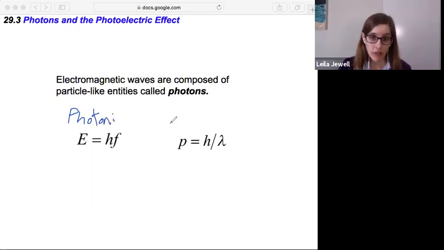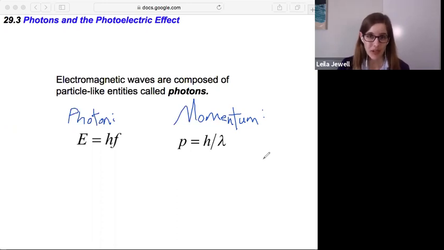Similarly, the momentum of a photon is given by p is equal to h over lambda. And why is that? Well, this follows from our relativistic momentum equation, but with a mass equal to 0. So that's how you can derive it, but we'll just take it as an equation for now. So these are two handy equations that we can use in solving these things.